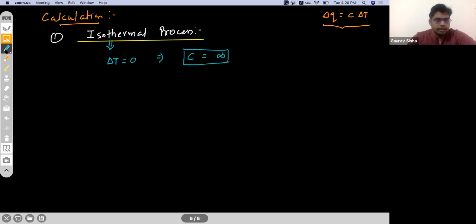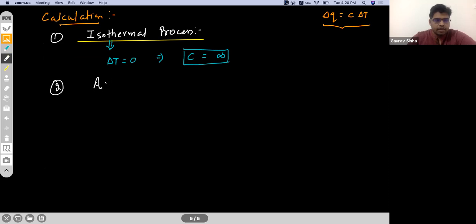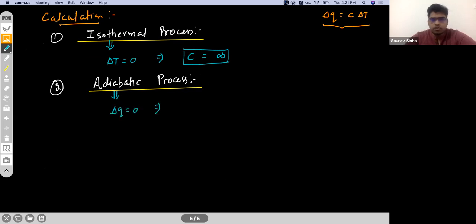Similarly, if we are assuming an adiabatic process, what is the condition of an adiabatic process? Delta Q equals zero. So delta Q equals zero, which means when Q is zero, C is also zero. So depending upon the process, the value of C could be anything from zero to infinity. This is a range we have.